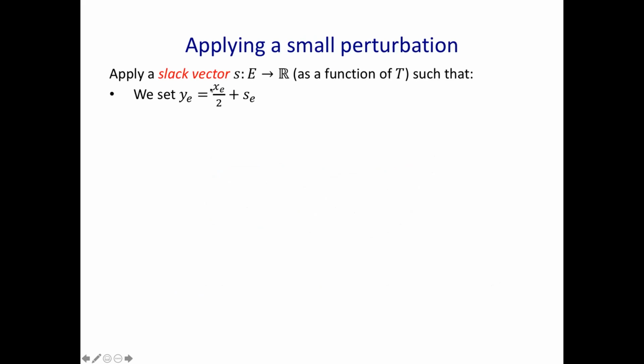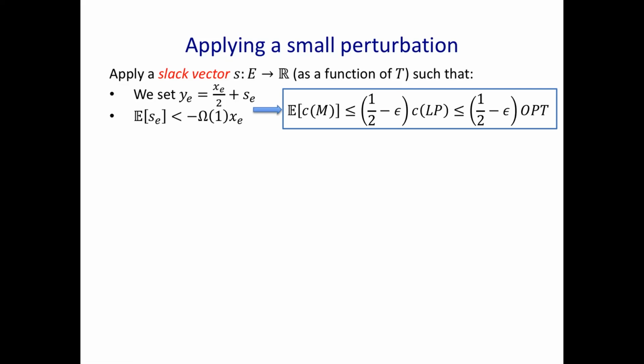Okay. So we can think actually of this xe/2 solution as our initial point. And now we'll perturb it a little bit by applying a slack vector that depends on the tree, such that we set ye is equal to xe/2 plus this slack. And this slack may be positive or negative. So think of us as starting at a feasible point and then taking a small step in a direction which in expectation makes every se negative. In other words, sending the expected value of every ye down. And as long as se keeps y feasible, this implies our goal.